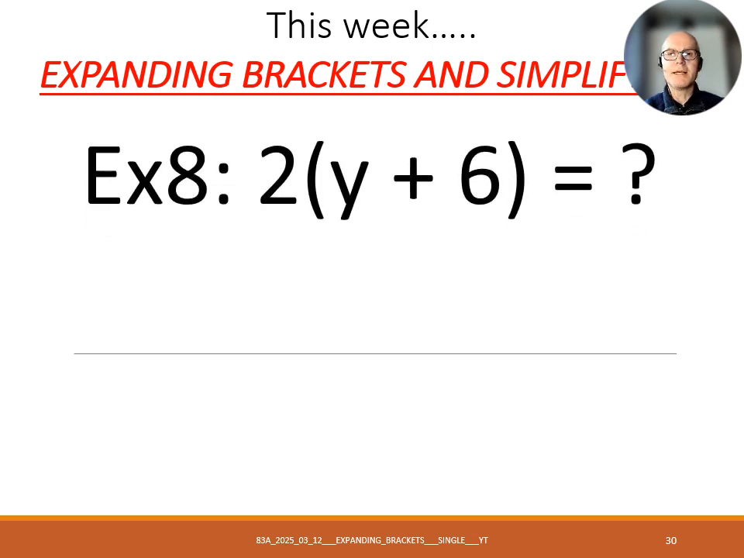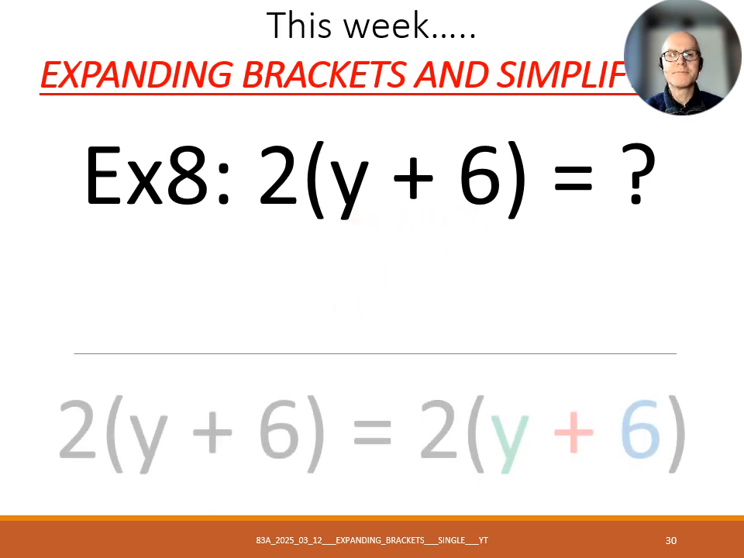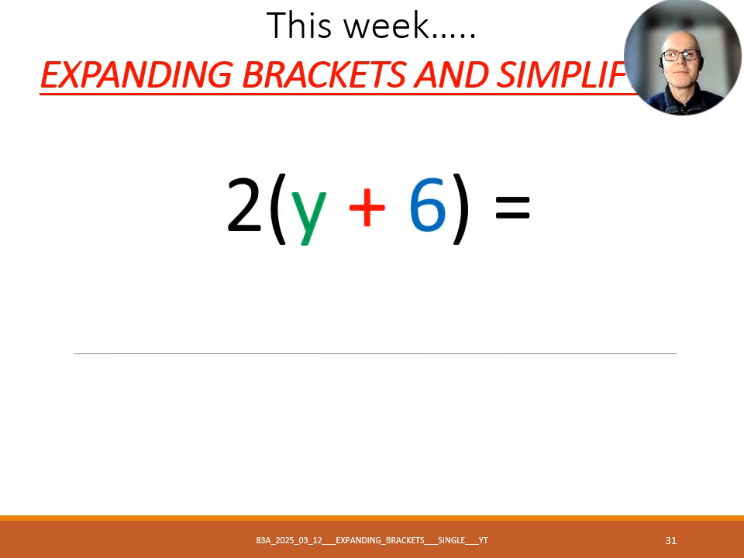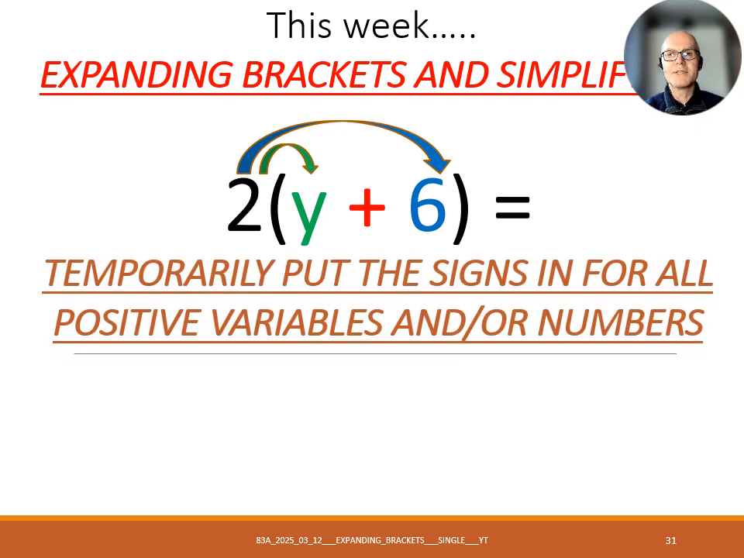Here is example 8. Different one here is that we've now got a number inside the brackets. It's no longer two variables. Color code it again. 2y and 2 times the 6. Signs back in.